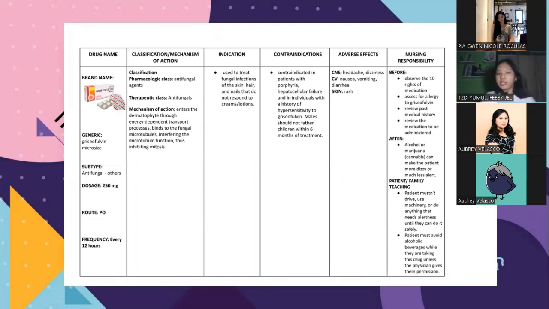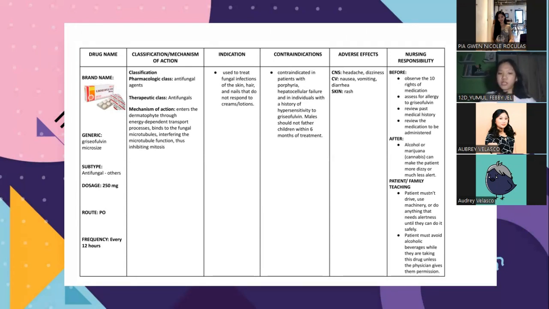Griseofulvin microsize is indicated to treat fungal infections of the skin, hair, and nails that do not respond to creams or lotions. It is contraindicated in patients with porphyria, or a group of rare disorders that result from a buildup of natural chemicals, hepatocellular failure, and in individuals with a history of hypersensitivity to griseofulvin. Males should not father children within 6 months of treatment.